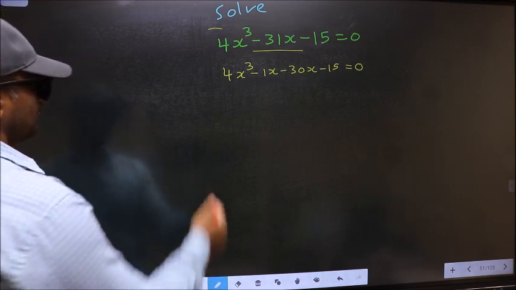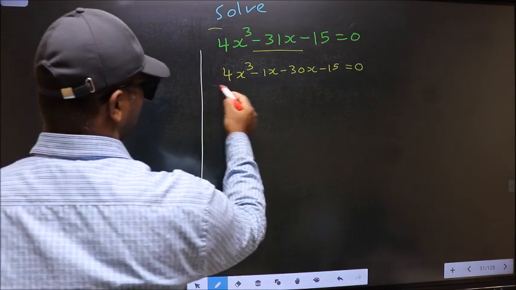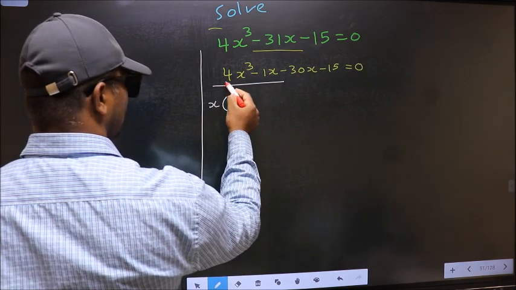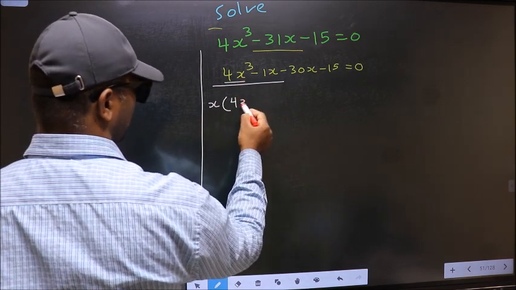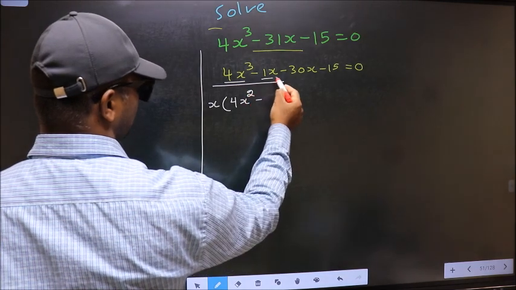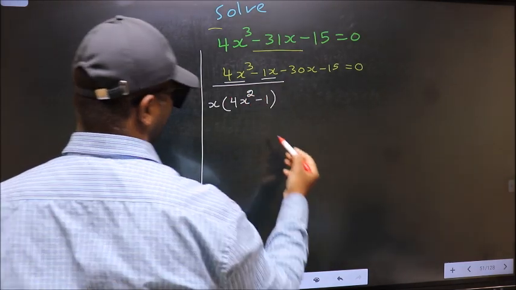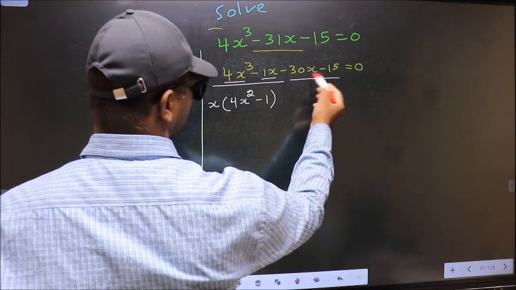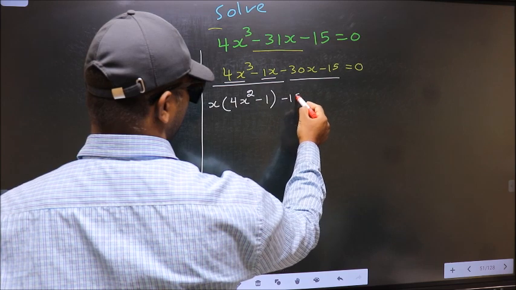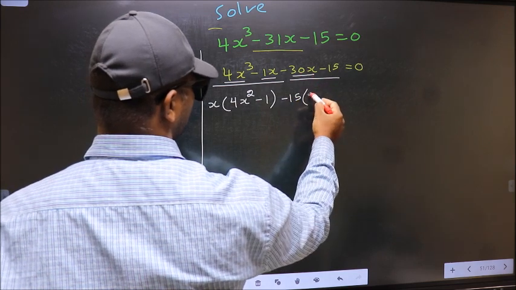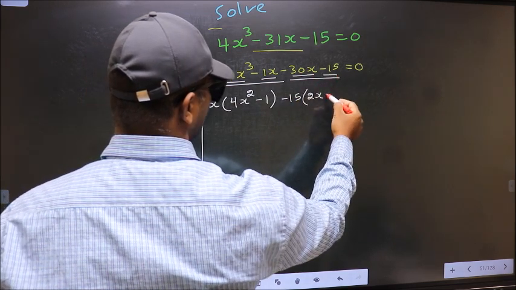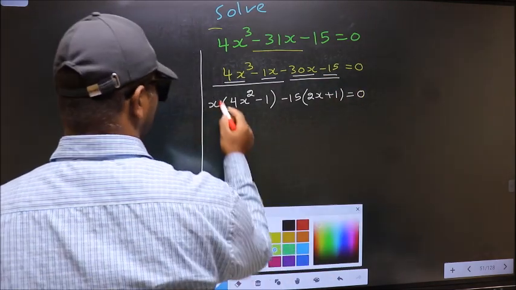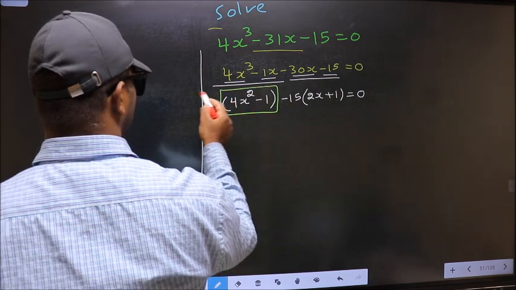Next, what can be taken out common from these two terms is x. From this x out you get 4x square minus, from this x out you get 1. In the same way, what can be taken out common from these two terms is minus 15. So here we get 2x and here we get plus 1 equal to 0. Now this quadratic I will simplify it here.